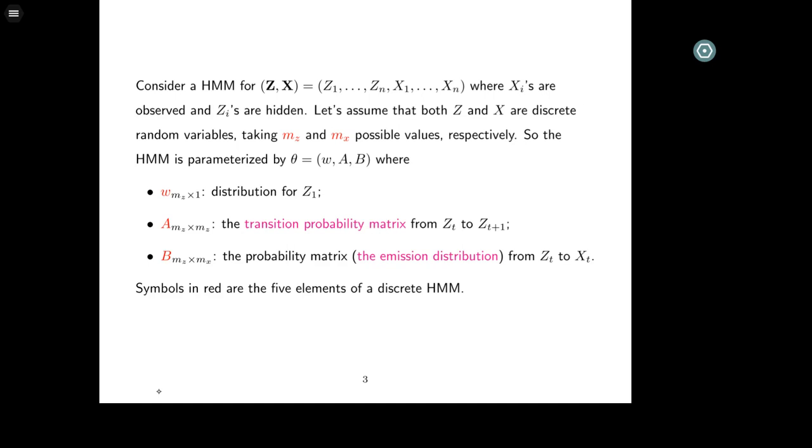So A is a matrix. Just for simplicity, let's assume we always have a hidden Markov model with three latent states. So m sub z is equal to 3, okay? That means our A is a 3x3 matrix. Every row is a probability vector, meaning every row summed together is 1, and the entries are all positive and less than 1. And B is the so-called emission probability, modeling the distribution from z to x. So B will be a 3 times m sub x matrix. Again, every row is a probability distribution, summed together is 1. And so when we talk about the hidden Markov model parameters, they will be W, A, and B, okay?